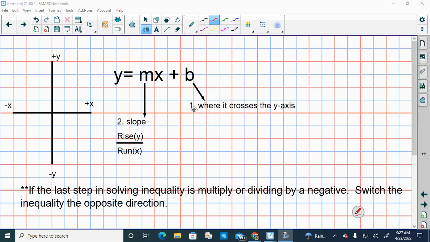But the first part, and that's why it has a number 1 there, is whatever is in this spot is where it crosses the y-axis when we graph it. And then whatever is in front of the x is your slope, and that's the second part. That's why there's a 2 there. You graph, and slope is represented as rise over run. So if you forgot which is which, rise is your y direction, and run is your x direction.